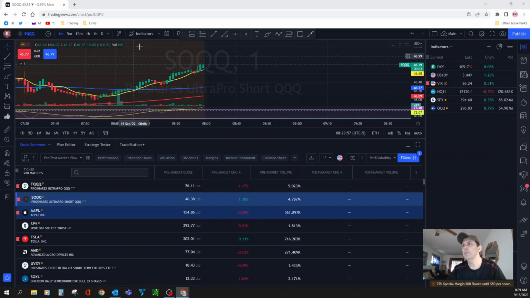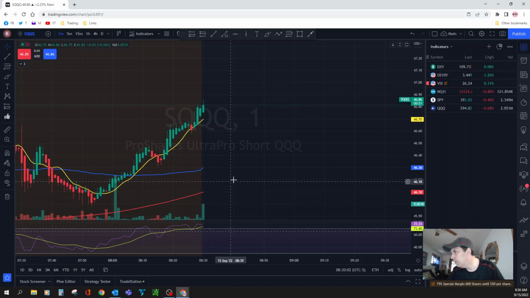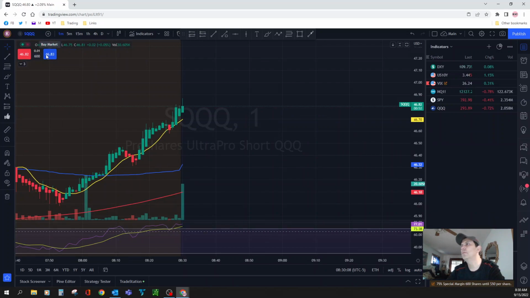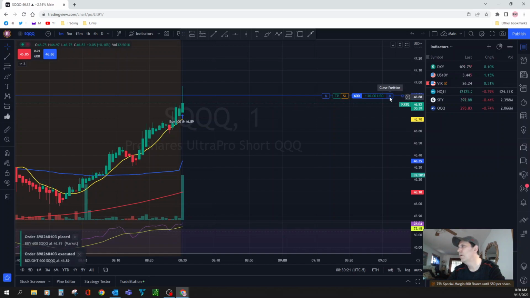Okay, so we're ready. Let's see what we got. Should be just any minute. And boom, there goes the market. Big green candle. All right, so I'm in for 600 shares. Let's see what it does here. Up $36. Up $30, down $30, down $6. Yeah, real volatile. Pick a direction.